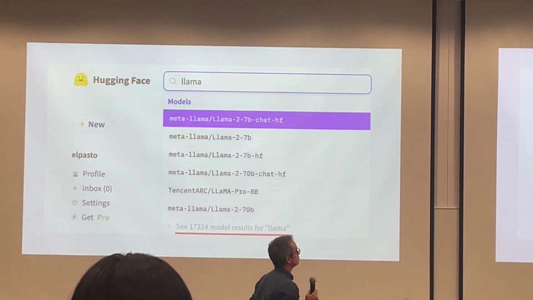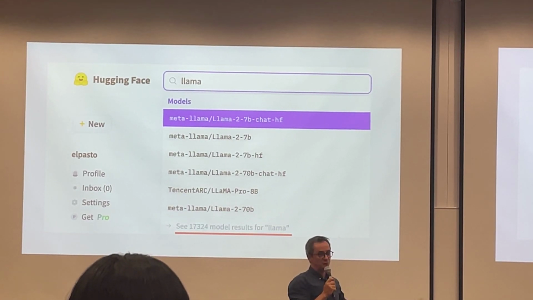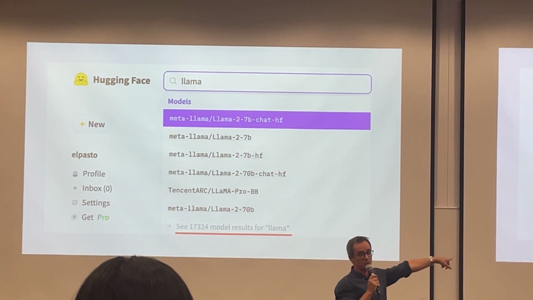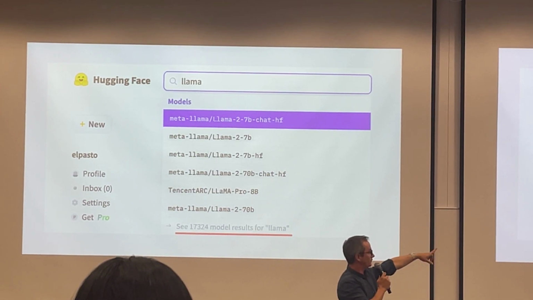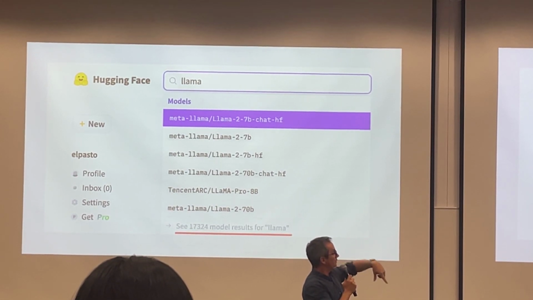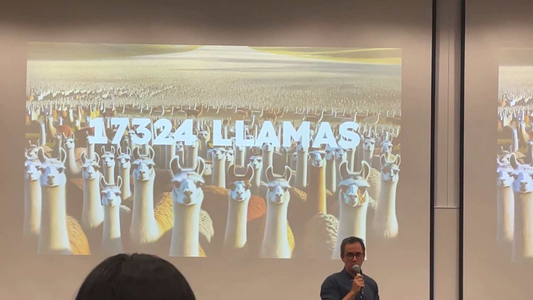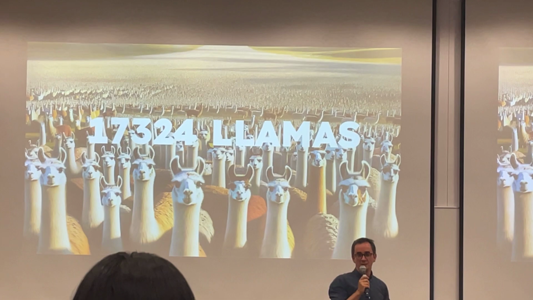Next one. If you go to Hugging Face and you look at the number of LLMs, and that's the number from last week, and I'm pretty sure it's already up by another 1,000 more. Currently you have 17,324 new models. That's a lot of numbers.